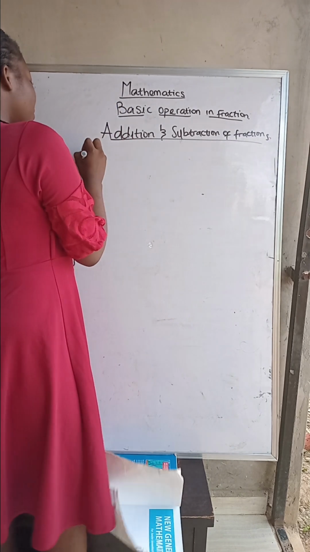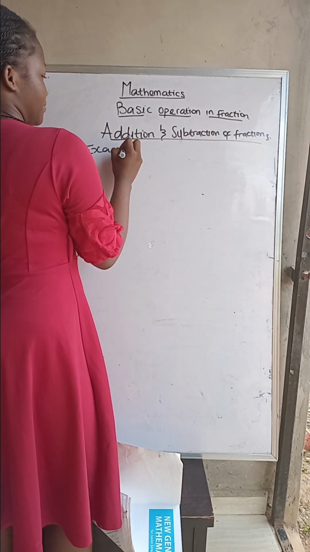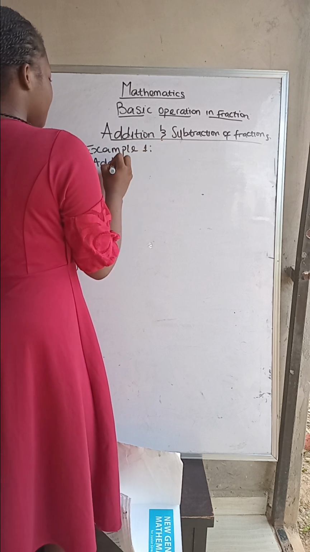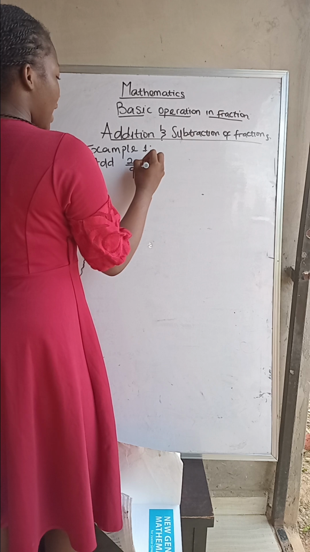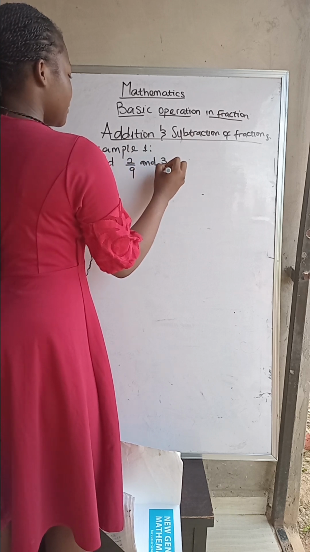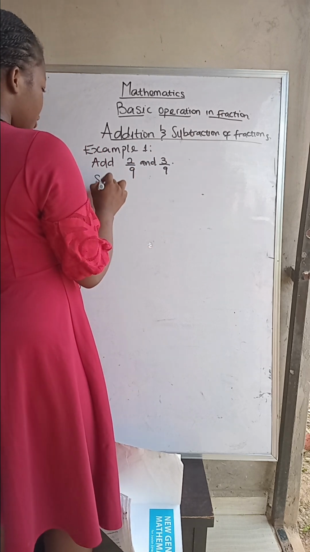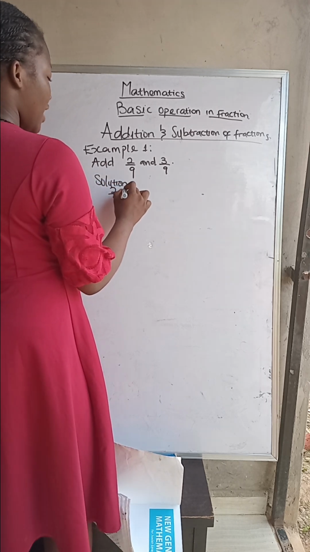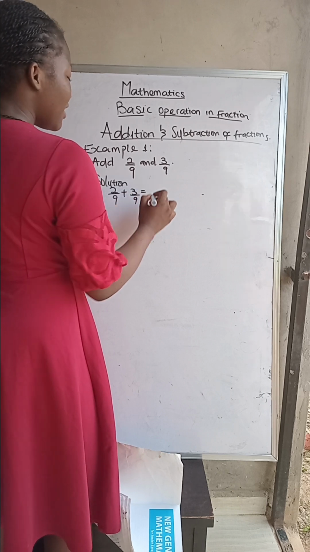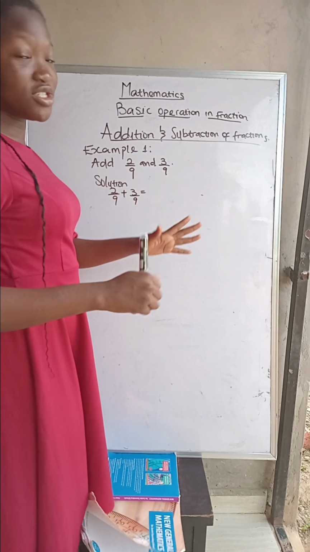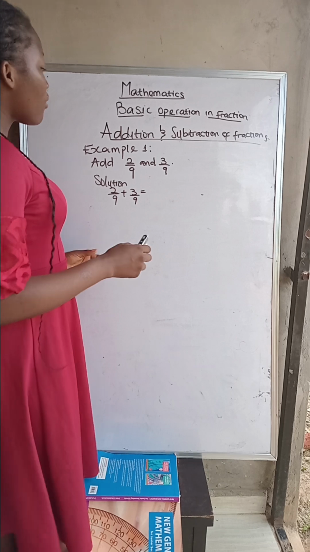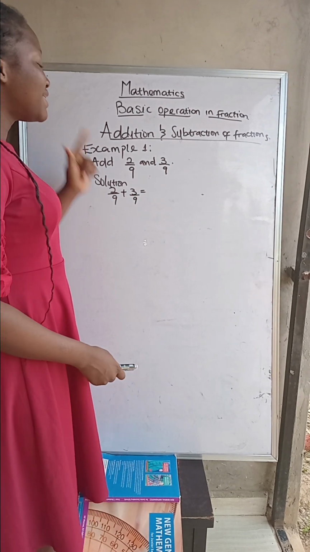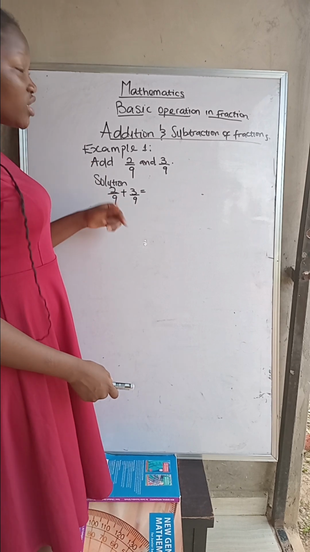So the first example, add 2 over 9 and 3 over 9. So solution, we are to add 2 over 9 and 3 over 9. Now let me tell you one thing in fraction. Fraction is actually very interesting and it has its own rules. Now, I know I told you in our last video that the denominator is the one down and the numerator is the one up.